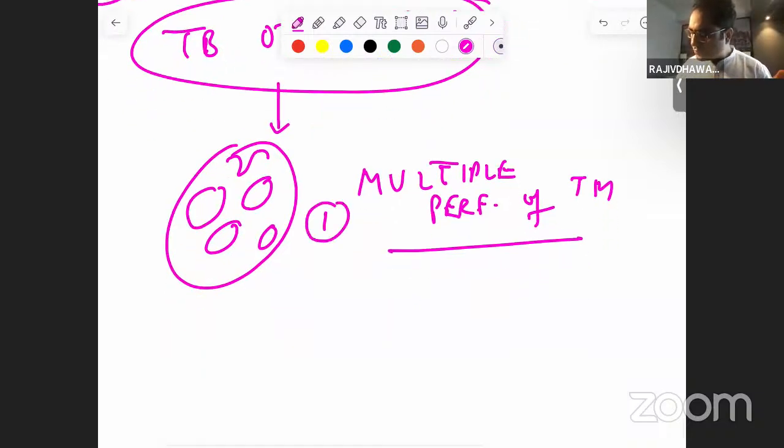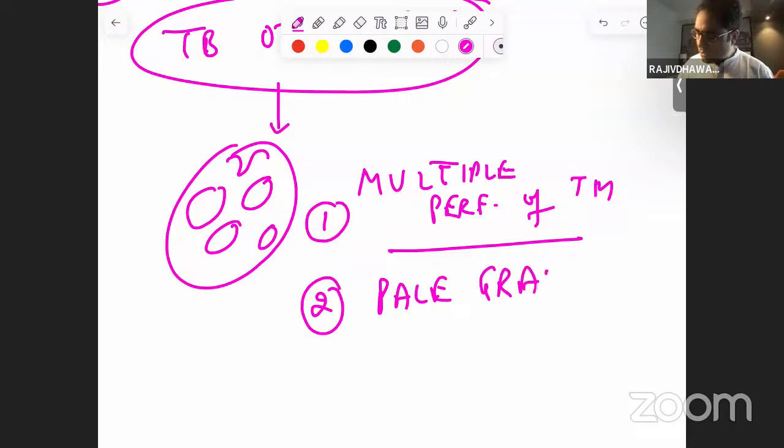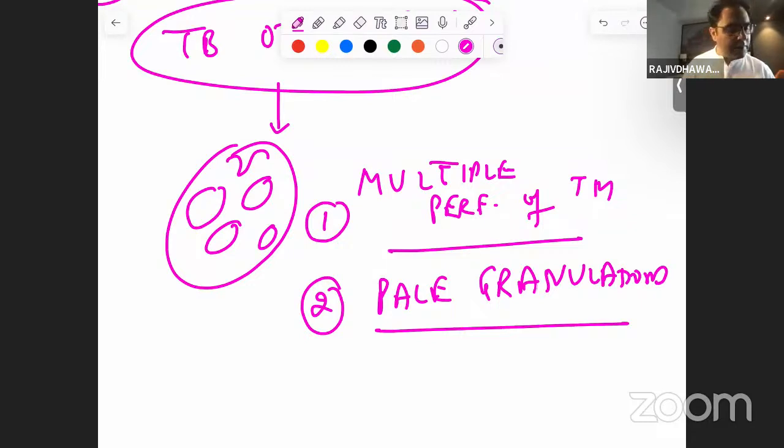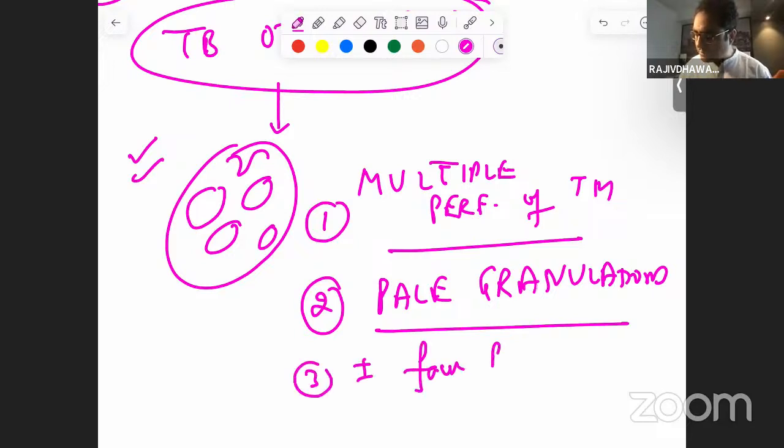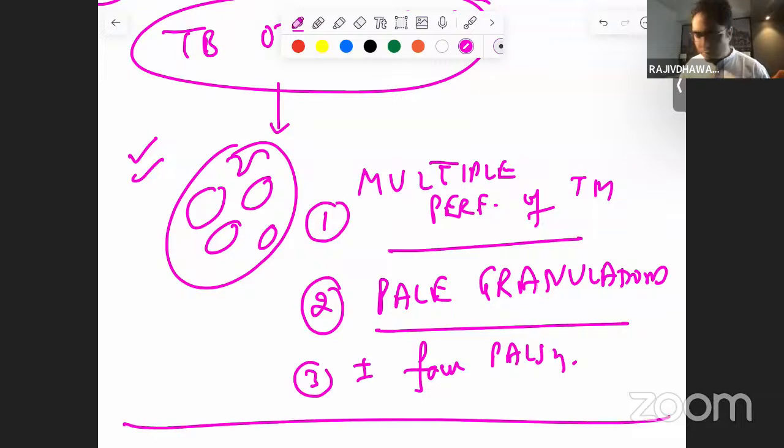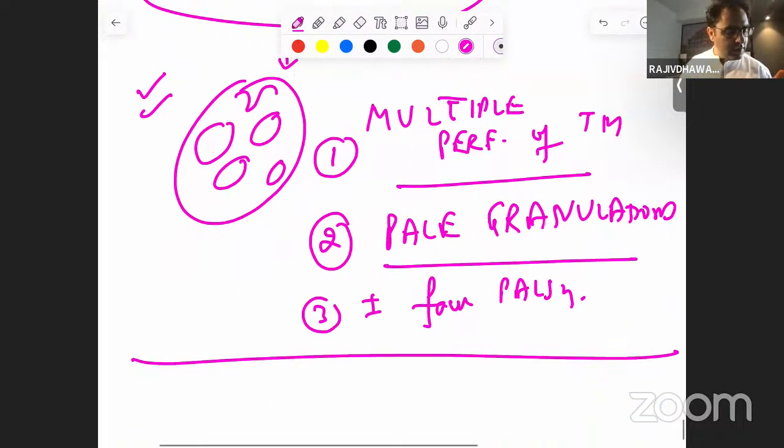Number 2, pale granulations. Granulations are red in color, but if granulations are pale, yellow in color, think of tubercular otitis media. Multiple perforations, pale granulation. Number 3, plus minus facial palsy. Facial palsy, beta.